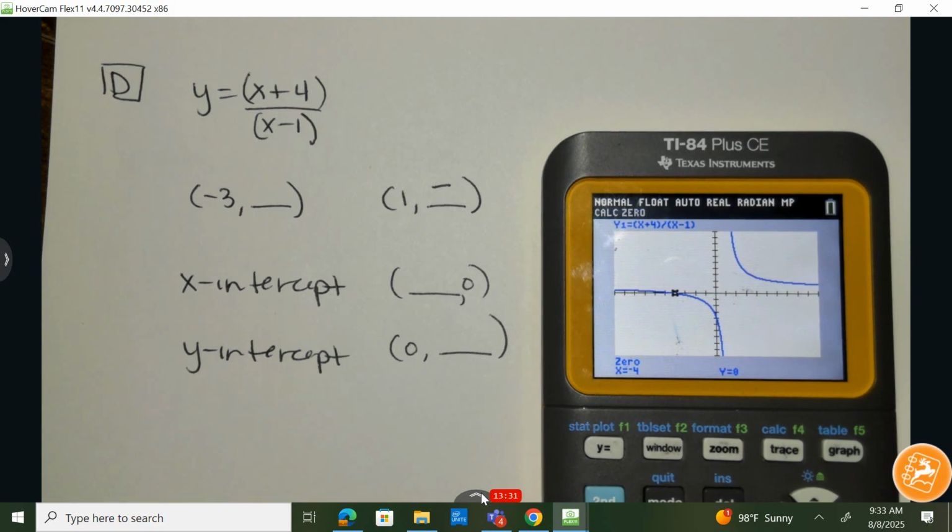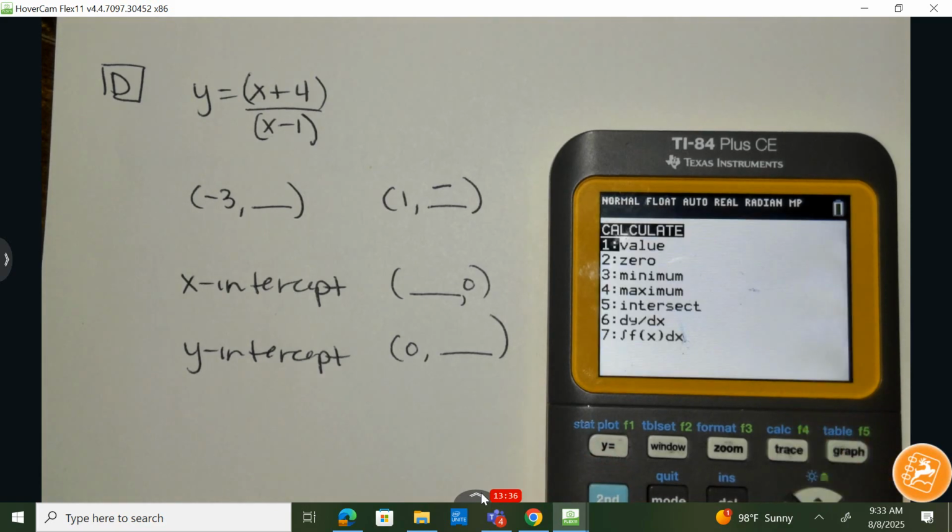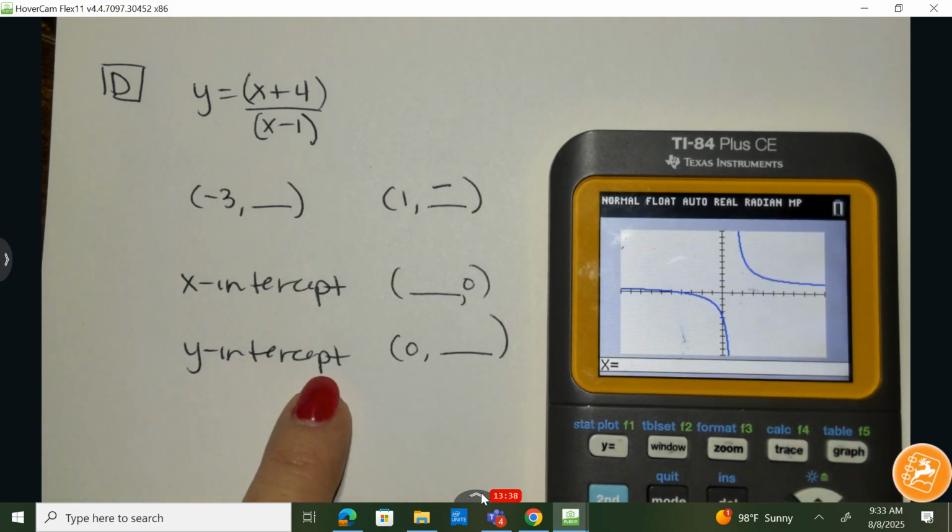Finding the y-intercept is much easier. To find the y-intercept, we're going to go second, calculate, value, and for y-intercepts, x is always 0. Our y-intercept is (0, -4).